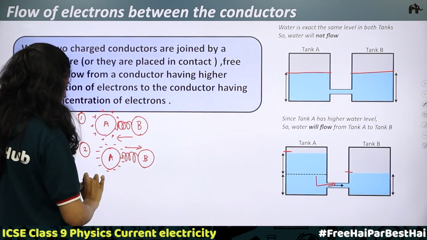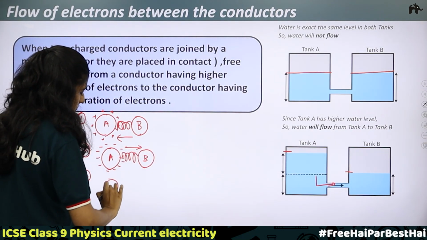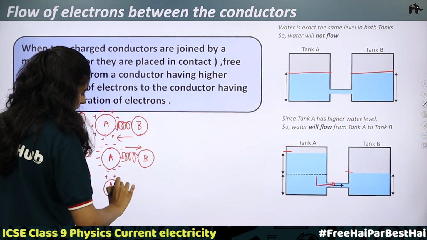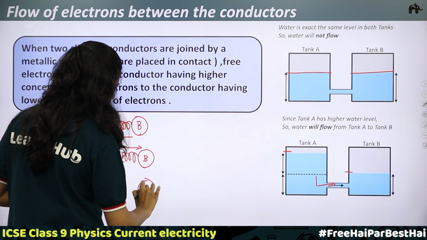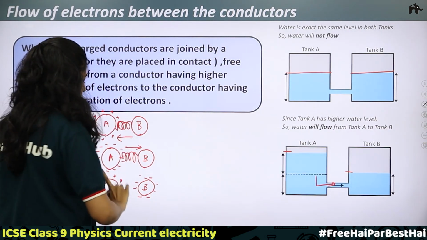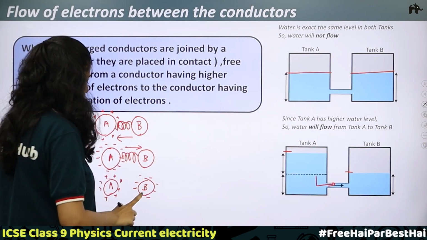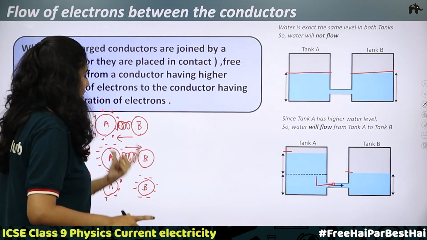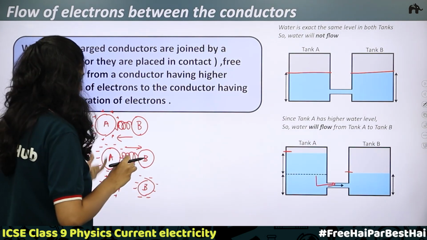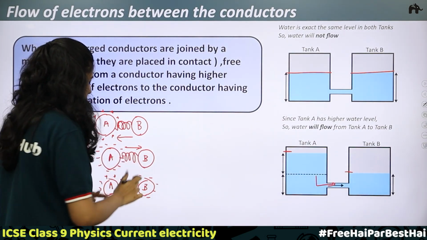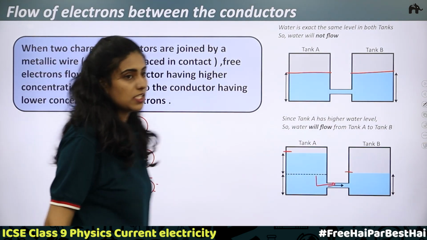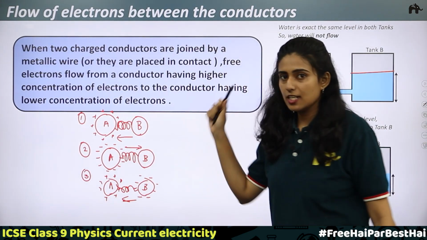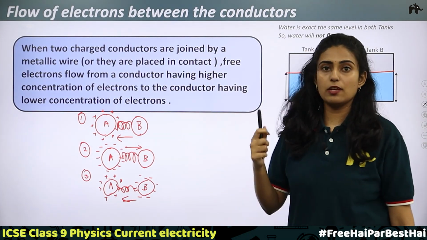Now the third case: you are taking a positively charged conductor A, and B is negatively charged. In which direction do the electrons move? Negatively charged means there is an excess of electrons. Positively charged means there is a deficit of electrons. So when connected with a metal wire, this is the direction in which the electrons flow. Just in the opposite direction, the current will flow.